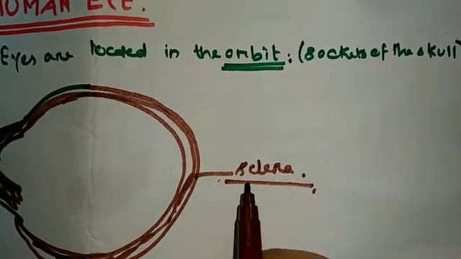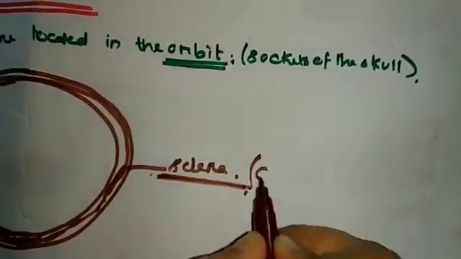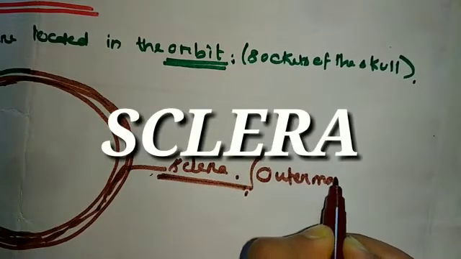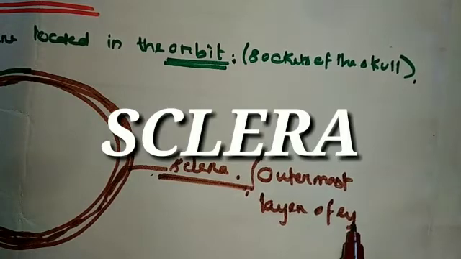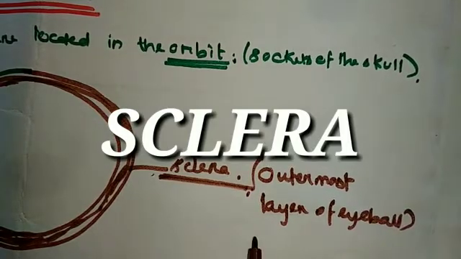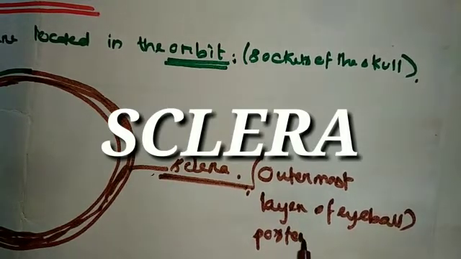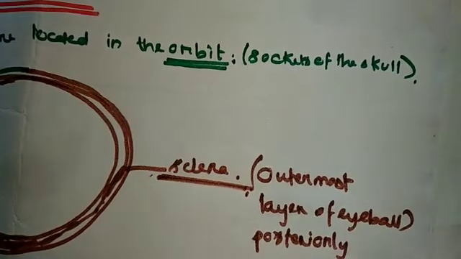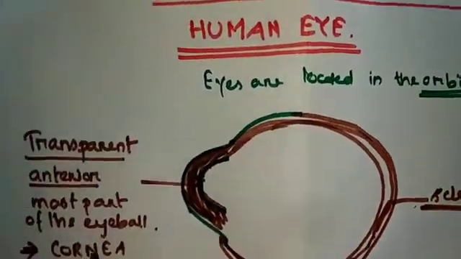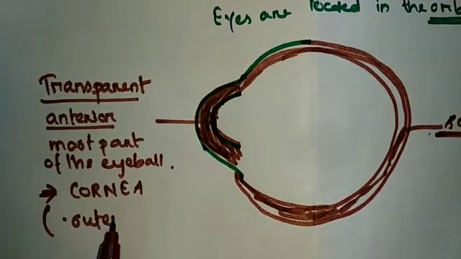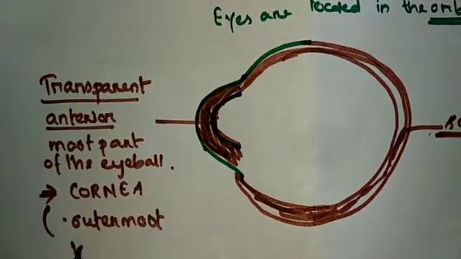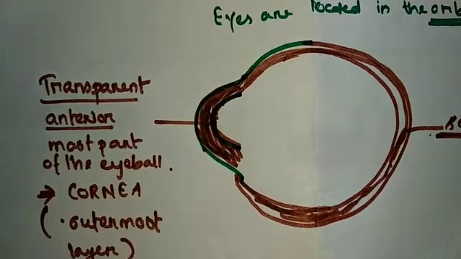So sclera is the outermost layer of the eyeball posteriorly, and the outermost layer of the eyeball anteriorly is cornea. Cornea is also outermost layer. So we have known the outermost layer.